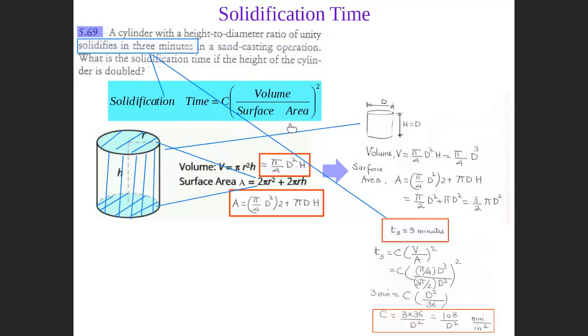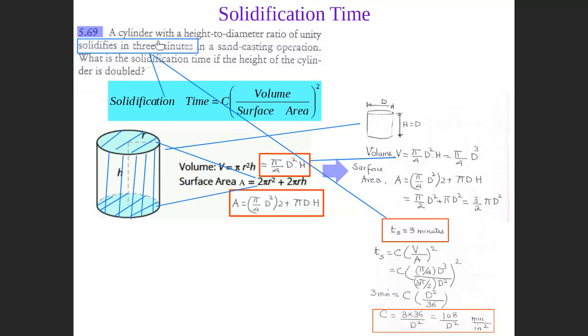We need to know the volume and the surface area so we can apply them in the equation. Now we know both, so let's apply. Volume equals pi divided by 4 D square H. We know that H equals D, so we can replace it: volume becomes pi divided by 4 D cube, because we changed H to D.